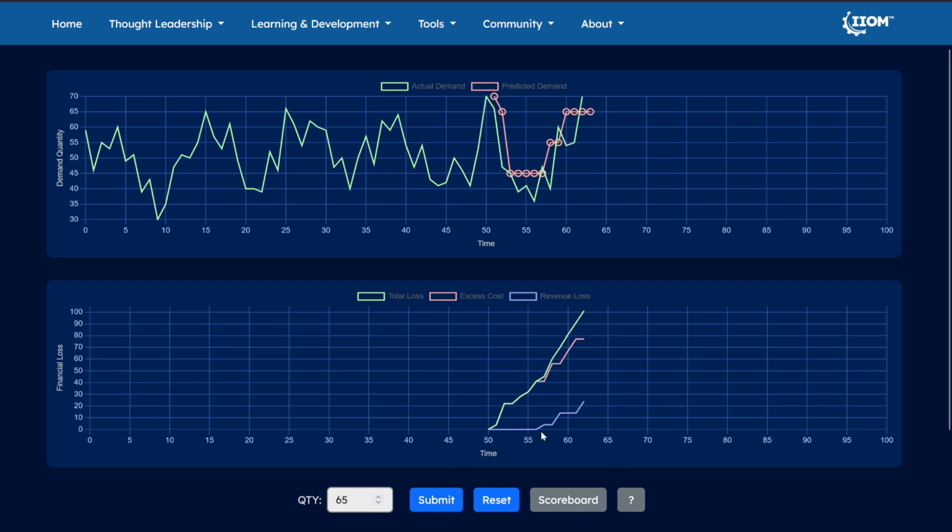And now we can see in the lower chart the three cost curves we have for overstocking, for understocking, and we have the total cost. Okay. So here we can see that so far in the game, we have had mostly overstocked inventories. But as I said, it's more costly to experience stockouts due to the order loss and potential revenue loss that comes with that.